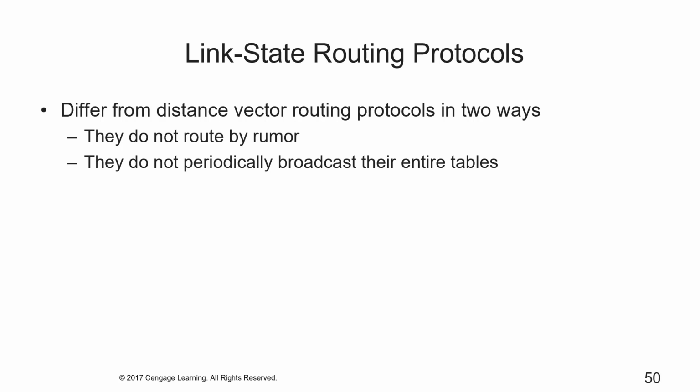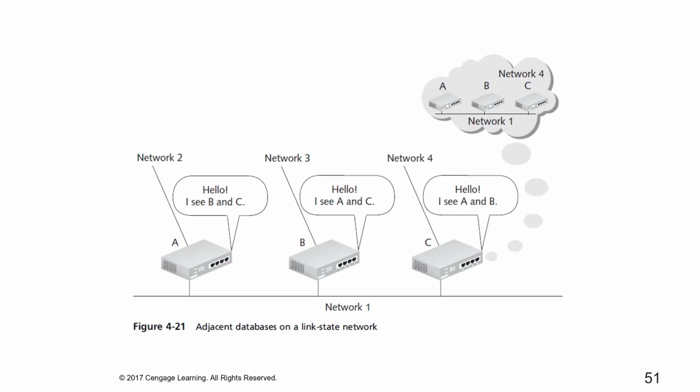When we talk about link state routing protocols, they differ from distance vector in two ways. They don't route by rumor, and they don't periodically broadcast their entire tables. And here's an example of adjacent databases on a link state network.